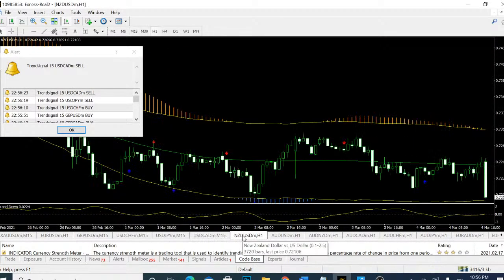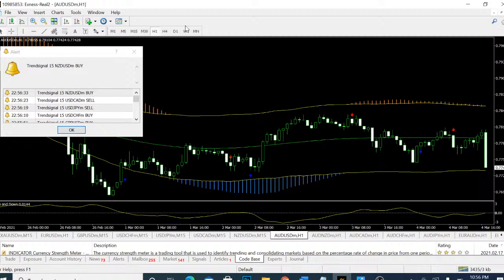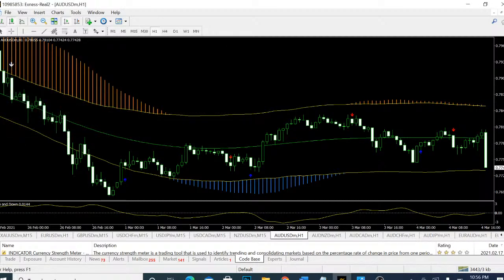And guys, you can see sound is coming because when I switch my chart, it alerts me about the ongoing signal. That's why I'm getting the signals on my mobile as well. Okay, now you can see that we had a sell signal on the AUD USD 1 hour chart, and you can see with the beauty that AUD USD has dropped down. And these arrows do not repaint.